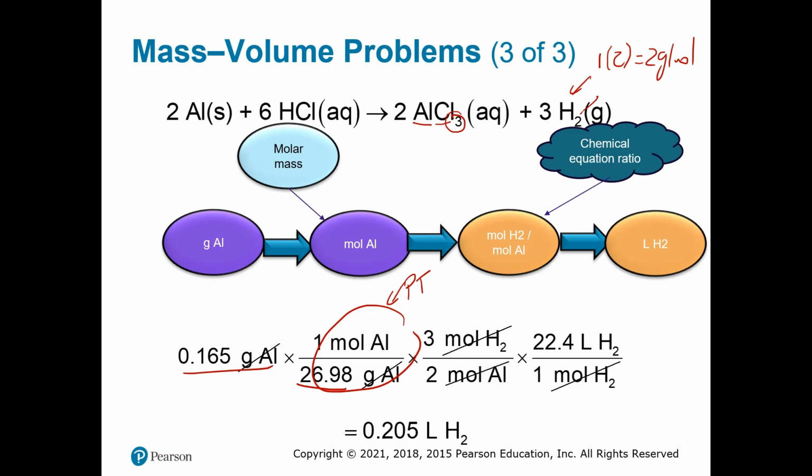And then we have the chemical ratio over here. So see, 3 moles of hydrogen will be produced if you have 2 moles of aluminum. So if you don't balance, those values could be wrong. Okay, and finally, I have here the molar volume to find the volume that I want. So we're going to cancel this out, and we're going to have just liters, so 0.205 liters of hydrogen.